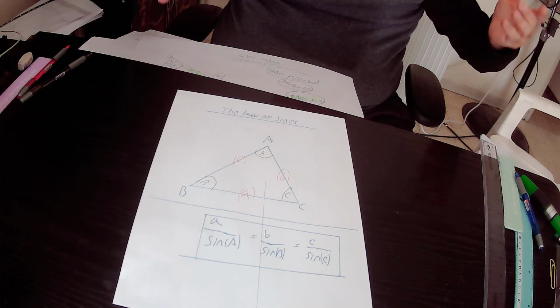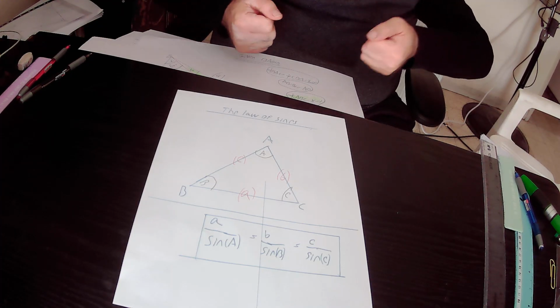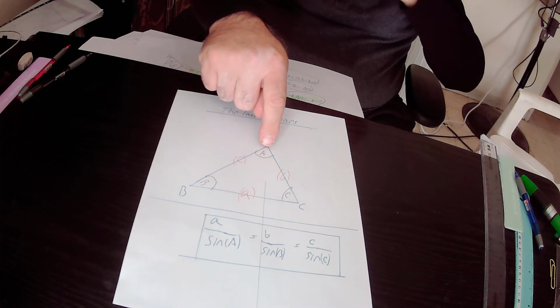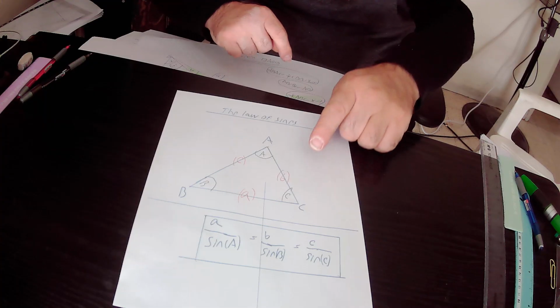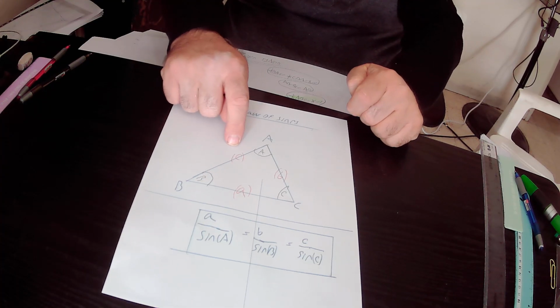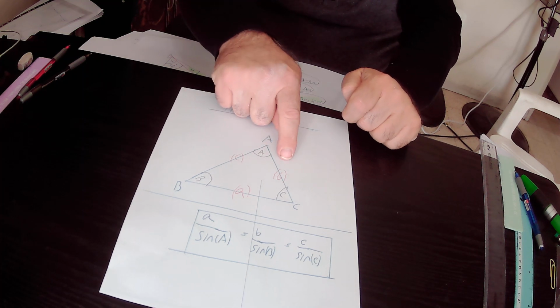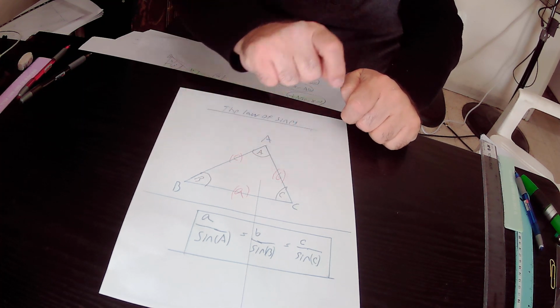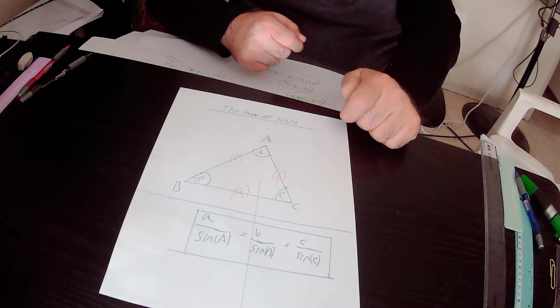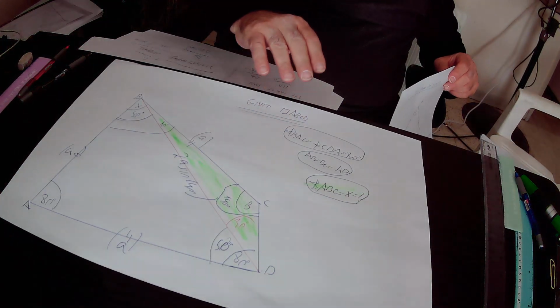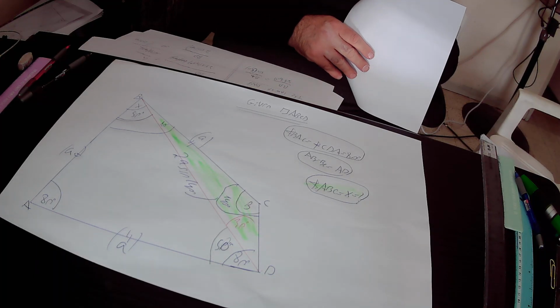For this triangle ABC, which could be any triangle, according to the law of sines the following equation is true: A over sine A equals B over sine B equals C over sine C. We can implement the law of sines in our triangle ABD because the law of sines is true in any triangle.